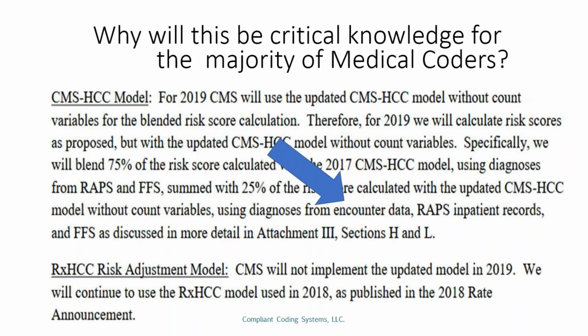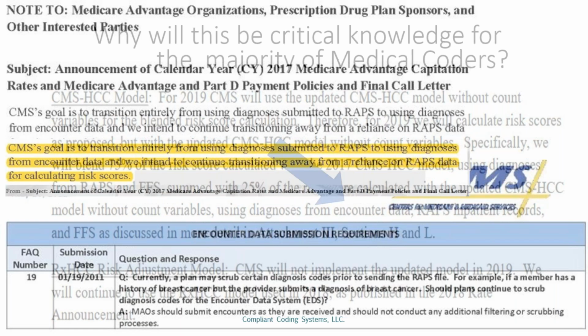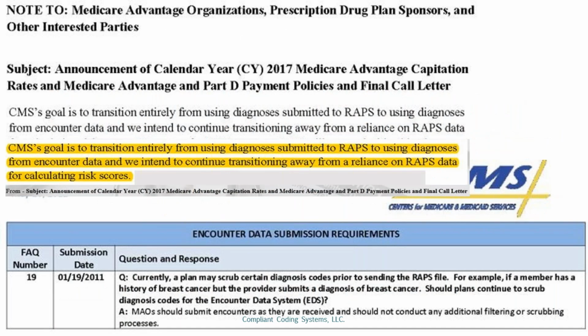An excerpt from a CMS communication on using diagnoses from encounter data. I'm going to show you a bit more on this. CMS's goal is to transition entirely from using diagnoses submitted to RAPS to using diagnoses from encounter data. I'll explain a little bit more about this in a moment. An important Q&A: currently, a plan may scrub certain diagnoses prior to sending the RAPS file. For example, if a member has a history of breast cancer, but the provider submits a diagnosis of breast cancer, should plans continue to scrub diagnoses for the encounter data system?